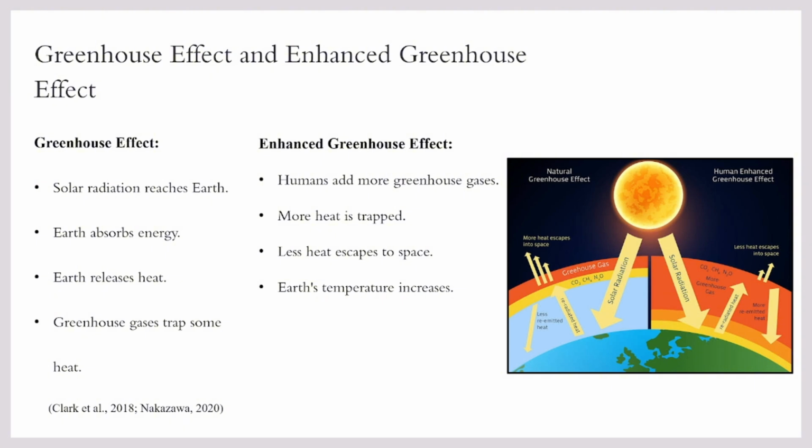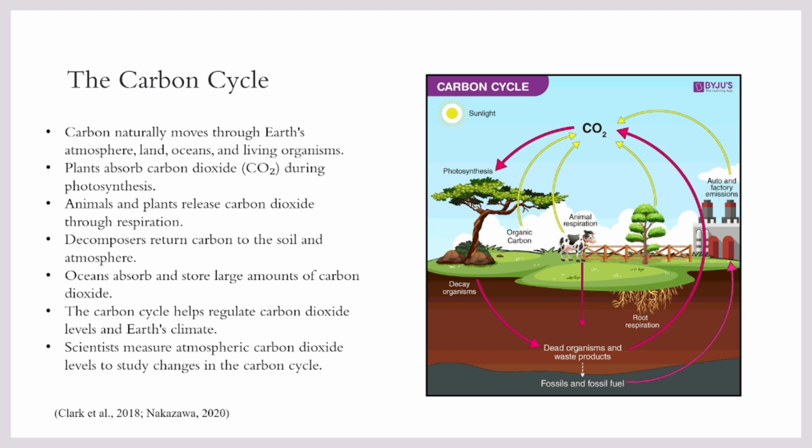Now that we covered how the greenhouse effect works, let's take a look at another important natural process called the carbon cycle and how it helps regulate carbon dioxide in the atmosphere. The carbon cycle is a natural movement of carbon through Earth's atmosphere, land, oceans, and living organisms. Carbon is constantly moving from one place to another, helping keep the environment in balance.